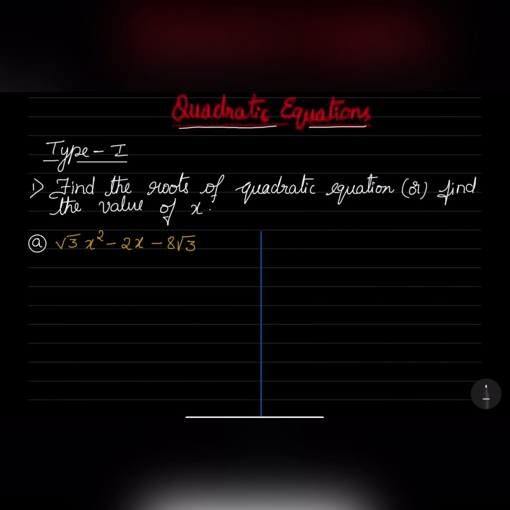This is about the important types of questions which may appear in the Math 10th CBSE board exam from quadratic equations. There are three main types of questions. Let us take a look at the first one.